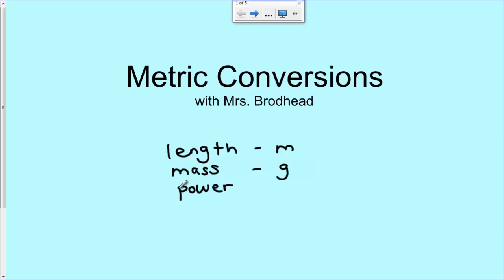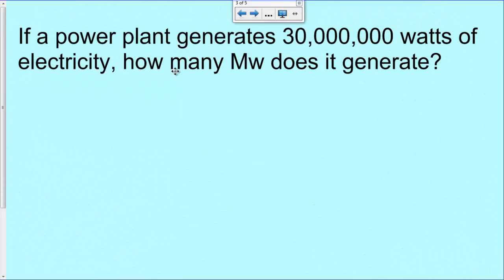For power, you see what we know as the watt. And for energy, because energy is power times time, you may remember from the energy unit we use the watt hour. How many megawatts does it generate? So you might remember, but you might not, that a megawatt is equivalent to 1 million watts. And really, because this is a measurement of power, this should say power here.